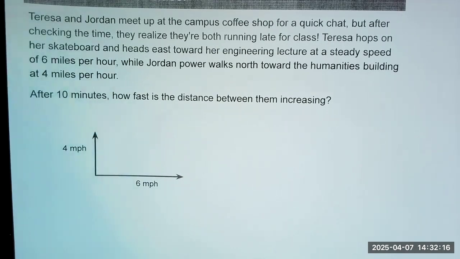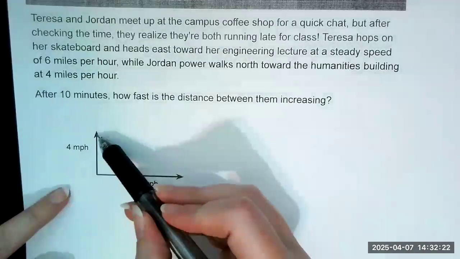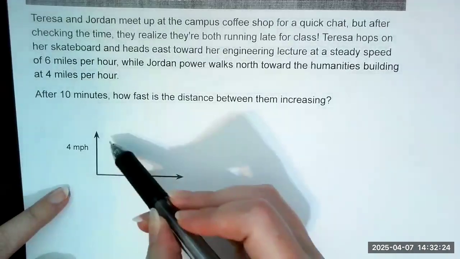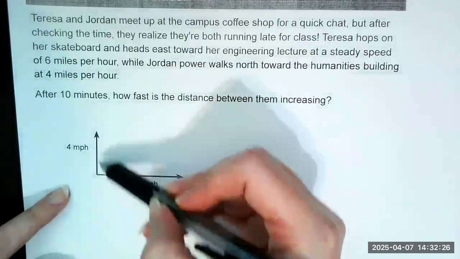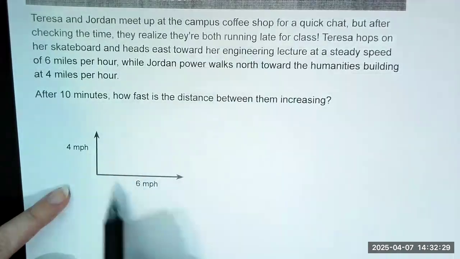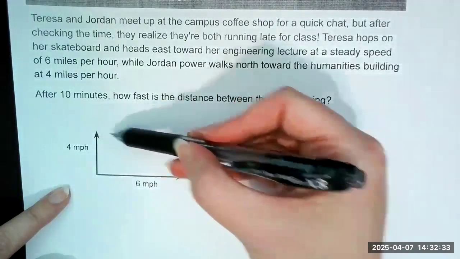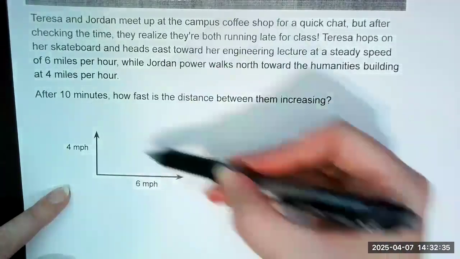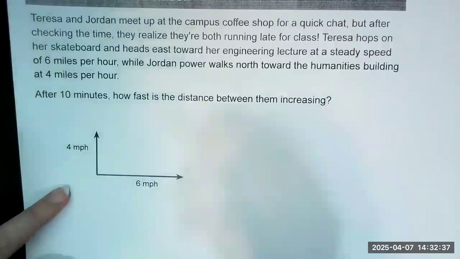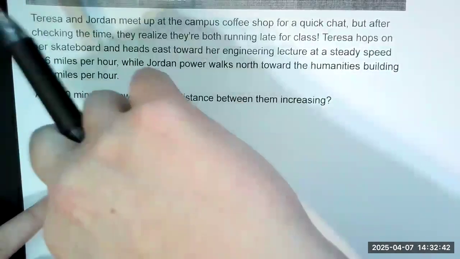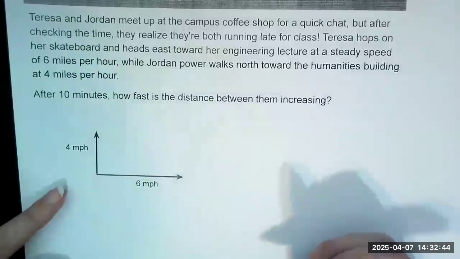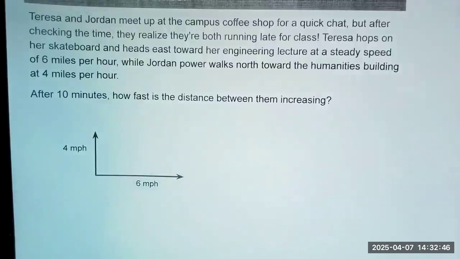Okay, so we already have a little bit of a diagram started for us here, but we've read through the problem. And what we want to understand is how fast is the distance between them increasing? And so we have one person walking north and one person walking east. And so as they're getting further and further apart, the distance between them is increasing. What we want to also figure out is that if this were just a problem where I was asking you, how far apart are they? This could be a Pythagorean theorem problem. And so that's actually going to be part of what we're going to do here.